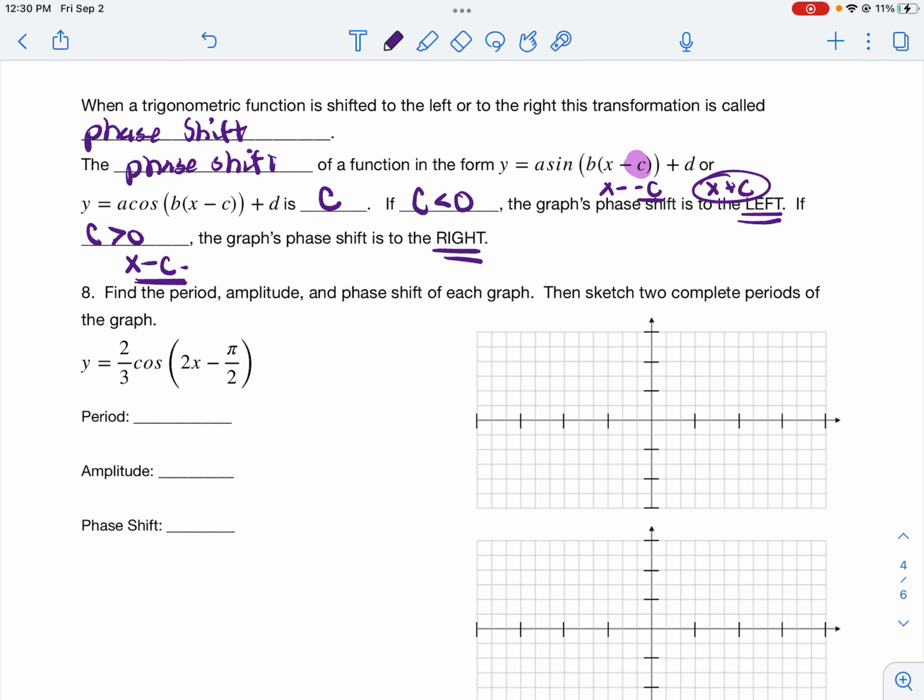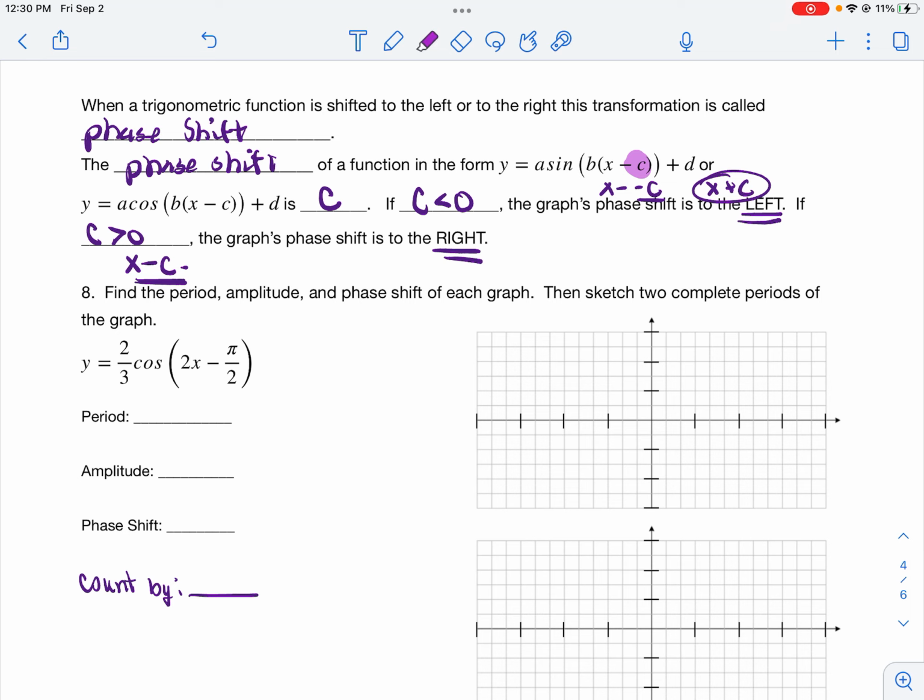Now we're going to keep building. So now we're going to identify the period, the amplitude, and the phase shift. We'll also have to identify what we're going to count by. Notice I don't require this. I grade that by what you put on your graph, but you will have to figure that out each time. And then we're going to sketch two full periods.